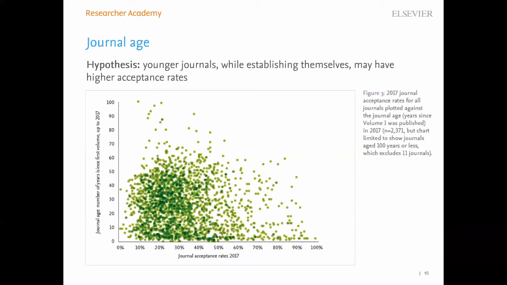Again, our analysis shows almost no relationship between age and acceptance rates, just a very weak suggestion that older journals tend to have a slightly lower acceptance rate. While the very highest acceptance rates do just about belong to the younger journals, our data shows journals aged anywhere from 1 to 60 years with acceptance rates of well over 80%.